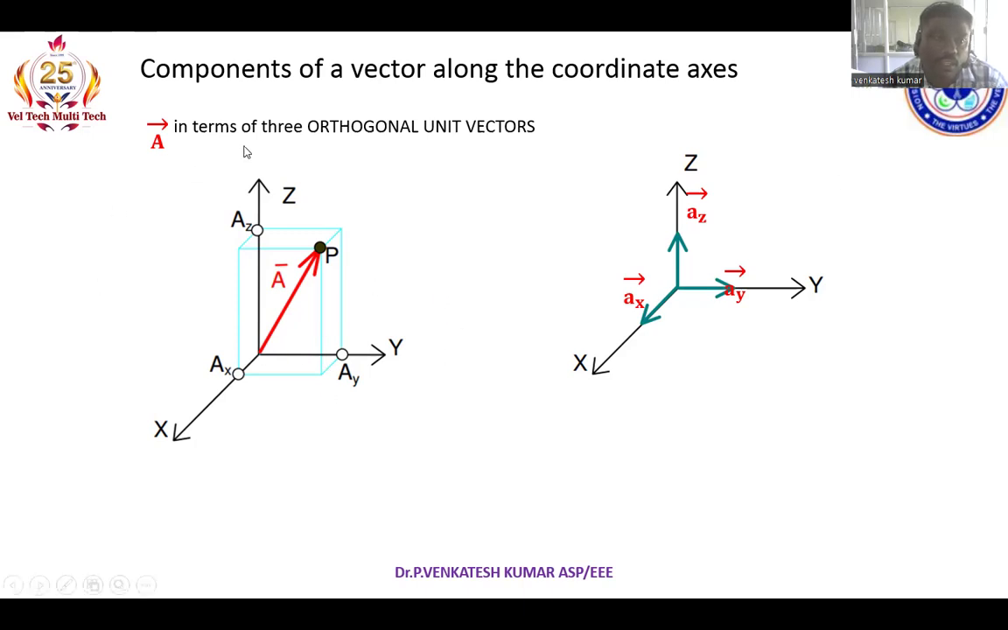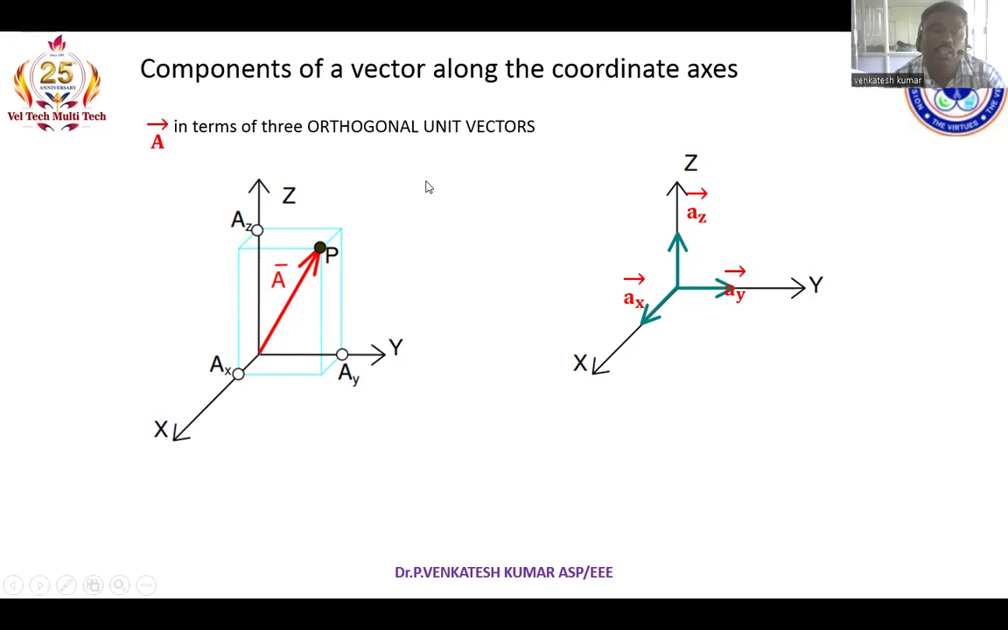Let us take a simple example of a vector A. In this vector A, the three orthogonal unit vectors are represented with respect to the x-axis as ax. This is our quantity, this is our value, one directional vector, and likewise ay and az. That is what I represent in the next vector diagram: Ax vector, Ay vector, Az vector.